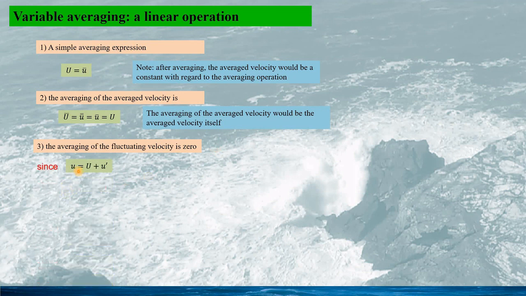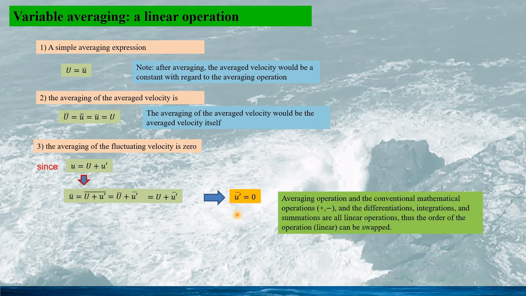Take the velocity u as an example, and take the average of this expression. We have this, and it can be written as this. So we have the expression as this. From this, we can deduce that the average fluctuating velocity would be 0.